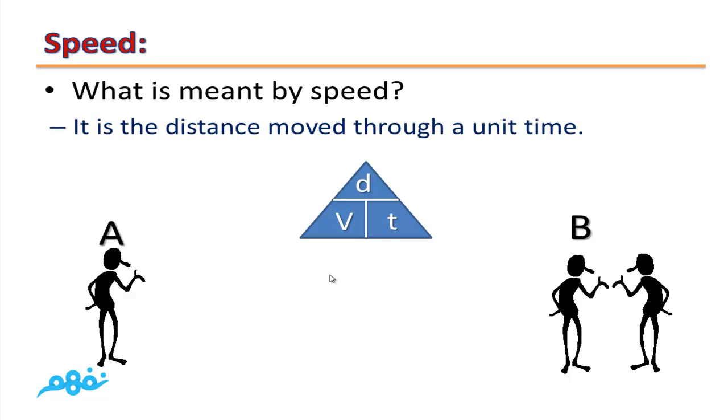So the mathematical relation that we can use to calculate the speed is speed equal distance over time. We can use this triangle to find the other two unknowns. If you want to find the time, it will equal distance over speed. If you want to find the distance, it will be equal to speed times time.